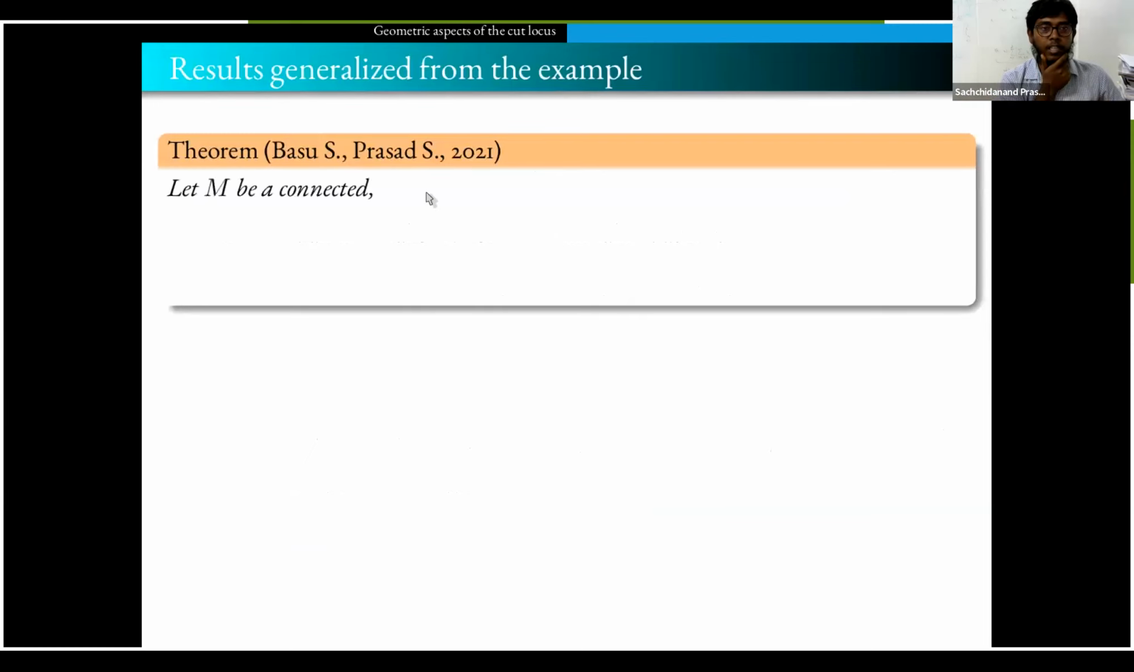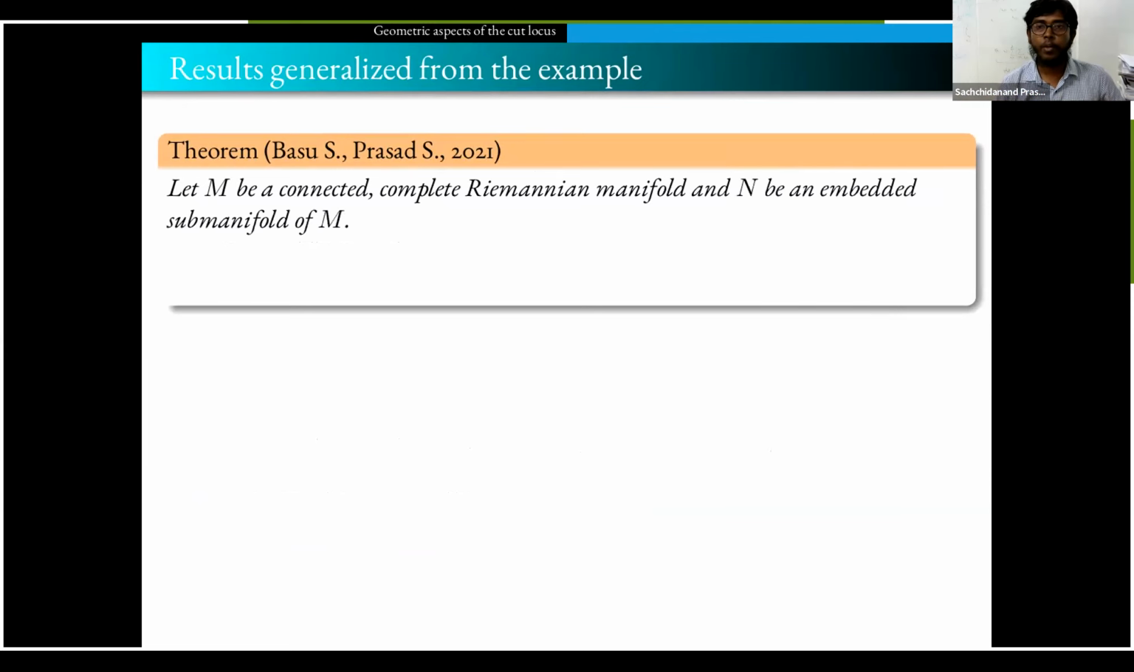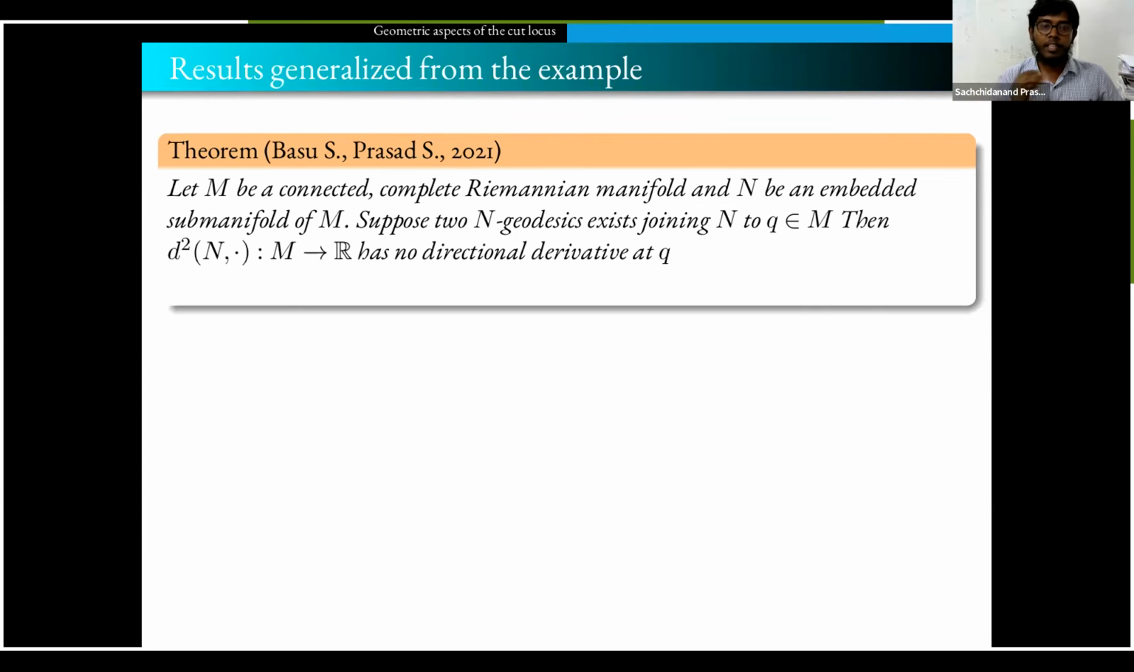So the first result says that if you are in a connected, complete Riemannian manifold M, and N is any embedded submanifold of M, and if there are two N-geodesics joining the submanifold to a point Q, then the distance square function does not have a directional derivative at Q. In which directions? In those directions where we have two minimal geodesics, and that happened in the last slide, where we saw that the function is not differentiable on the non-invertible matrices.